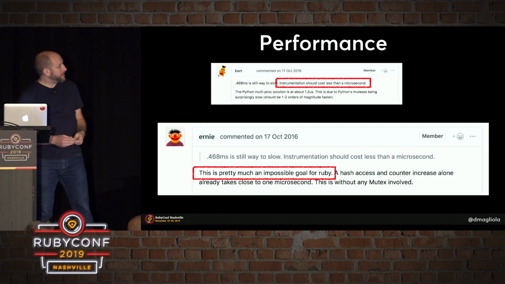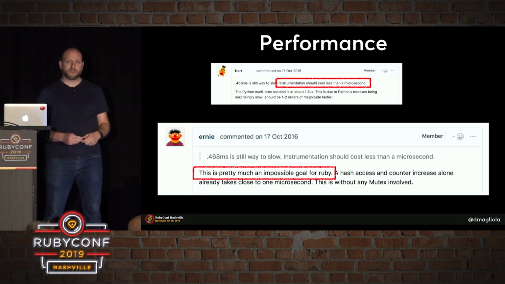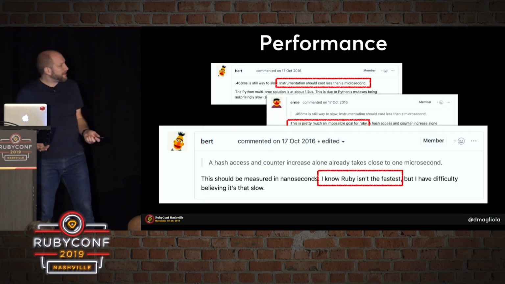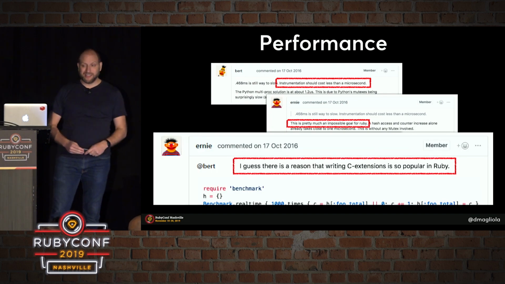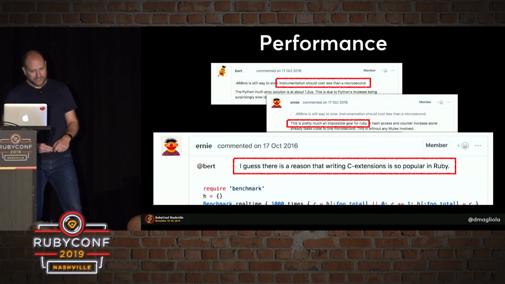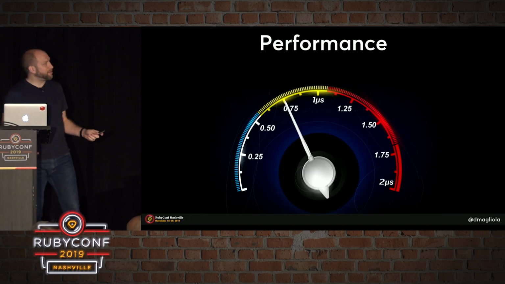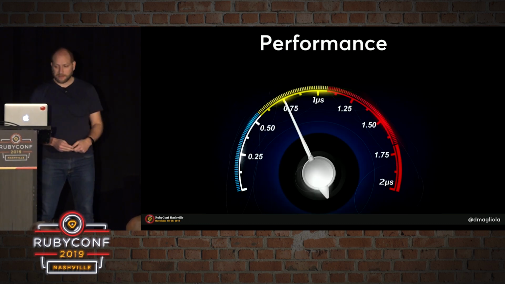Now, another maintainer of this gem basically went like, yeah, you're not going to be able to do that in Ruby. To which the first guy very reasonably responds like, I mean, surely Ruby can't be that slow, which leads to one of my favorite answers ever. I guess there's a reason people like writing C extensions, right? So whatever we did to solve this problem, it had to be fast. We had an actual target.